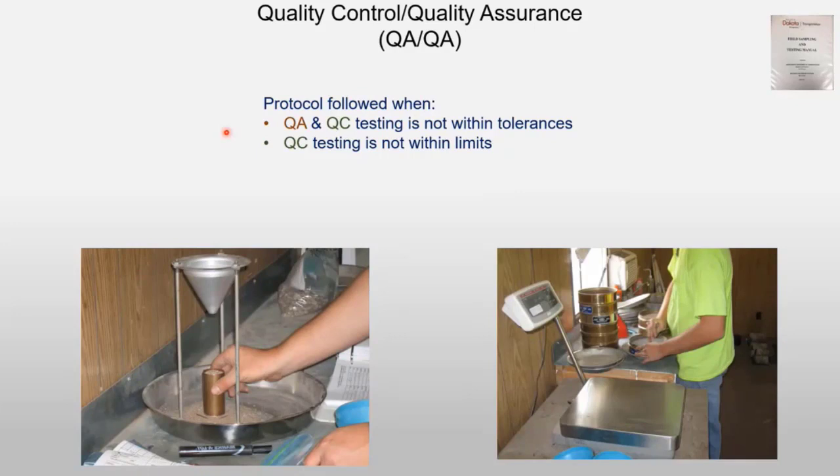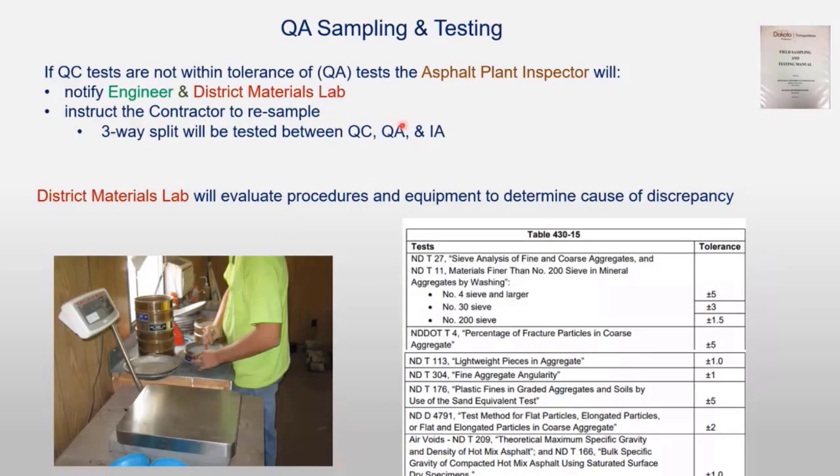What's the protocol for that? That's in this field sampling and testing manual, the procedures for that. So I recommend read over all these things, especially section 430 of the testing manual, because you're going to use every bit of it. And the same thing with the specifications. And so there are 2 different things that can happen out there. The QA and the QC can go out of tolerance, or the QC testing itself is not in the limits. And so there's a couple of different things, but these sort of lead to the same thing.